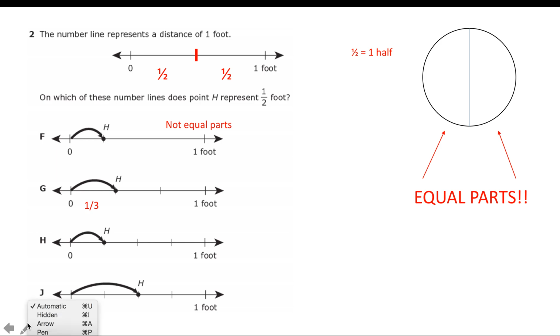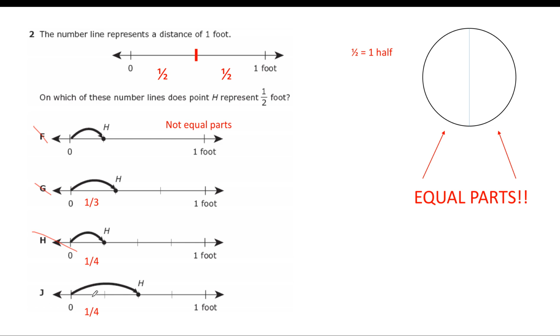Okay, let's look at H. H, there are also equal parts, and we're looking for equal parts. But there are 1, 2, 3, 4 equal parts. That means that this is 1/4, not 1/3. I'm sorry, not 1/2, and therefore it's not what we're looking for. Okay, so we know right now that F, G, and H are not our answers. Let's look at J, just to make sure.